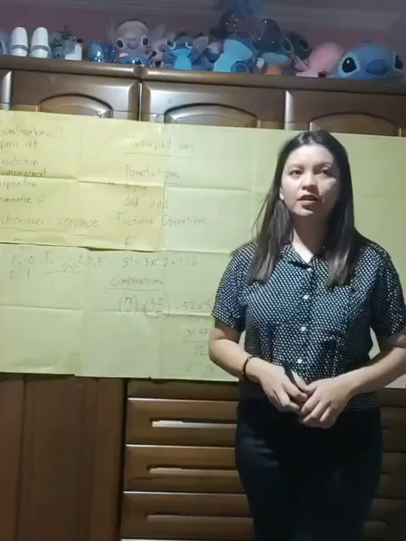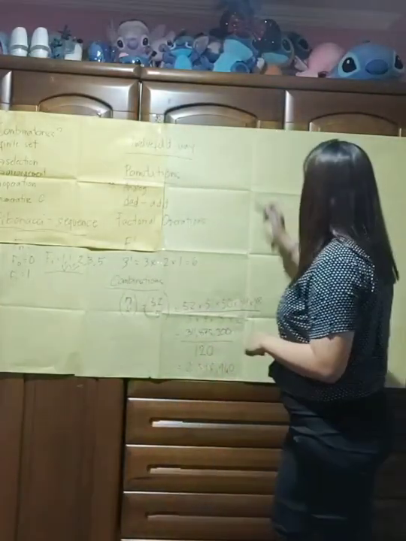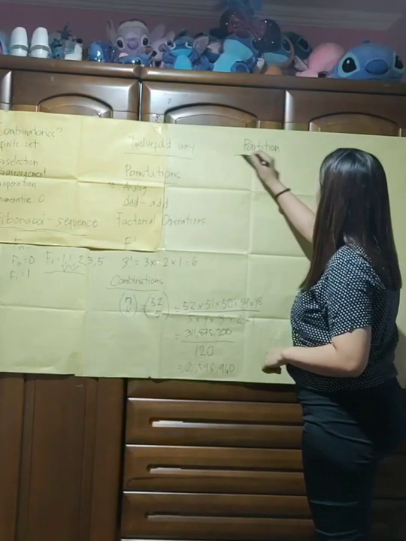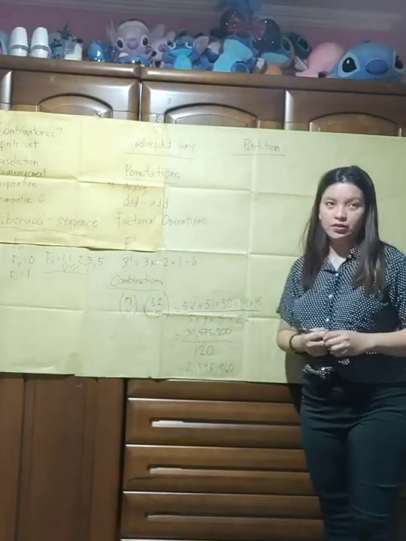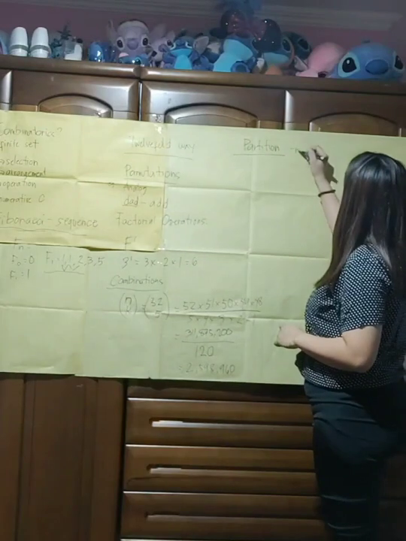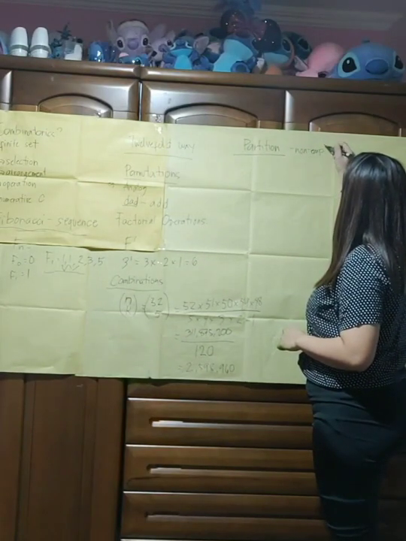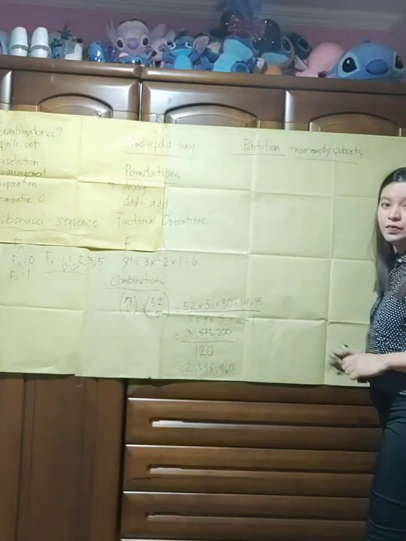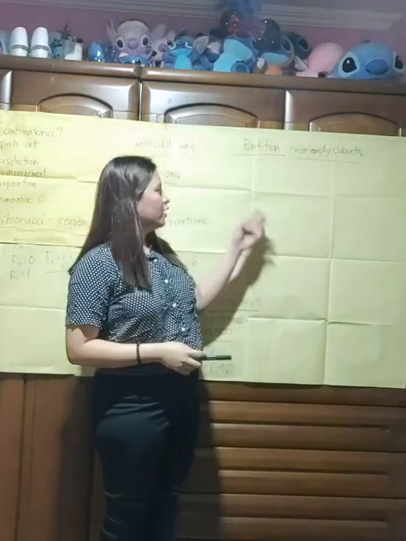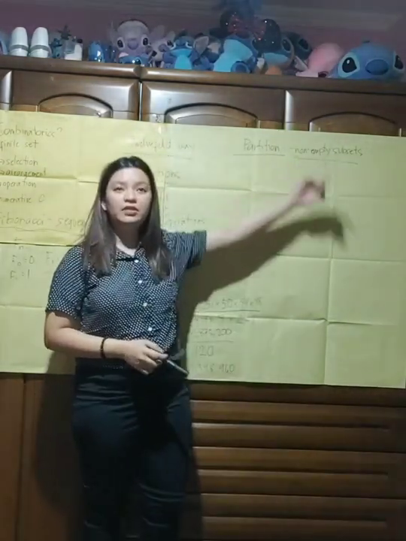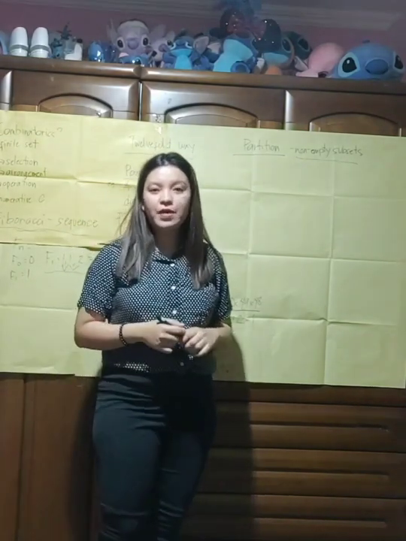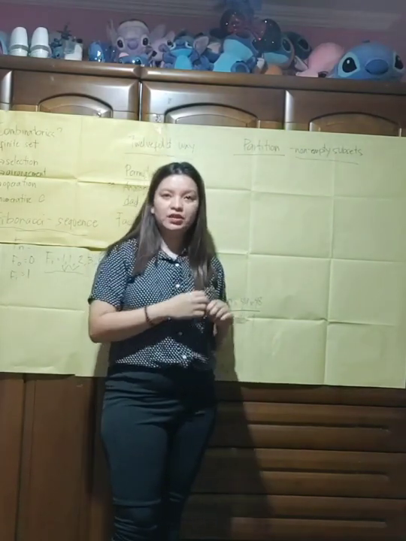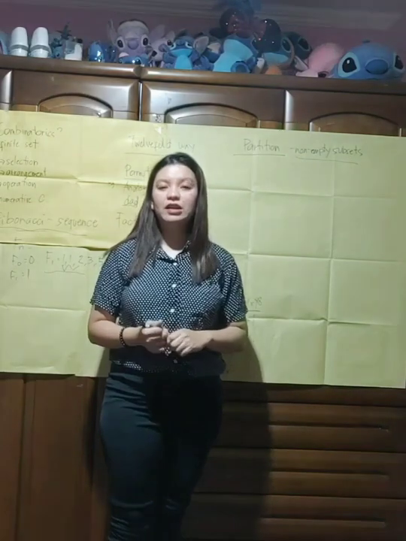Next is partition. What is a partition? A partition is a collection of non-empty subsets, and each element of the set is in exactly one subset. So a partition is a grouping of elements into non-empty subsets, where each element is included in exactly one subset.